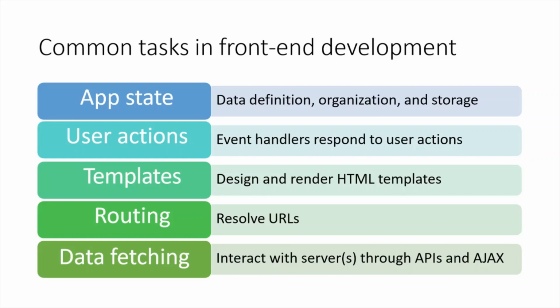Now, what are the common tasks in front-end development that we have? There are tasks like app state, user actions, templates, routing, and data fetching. All of these common tasks in front-end development can be achieved by using React.js. So you can see the power of React.js. With just one library, we can perform multiple actions on the most common tasks in front-end development. We don't have to go to different libraries or frameworks for these tasks. Everything can be handled in React.js only.